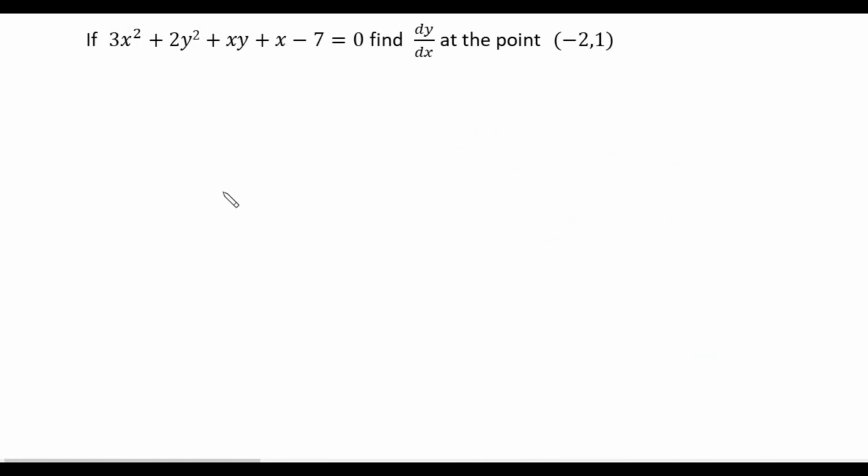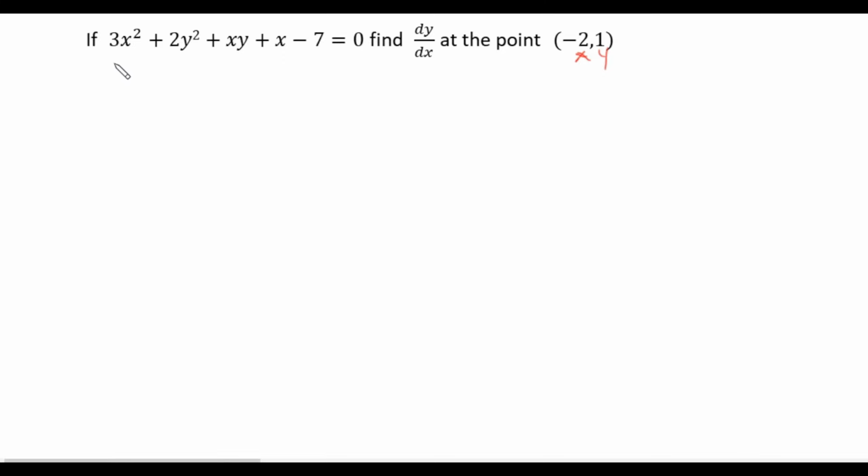So let's solve this question. We have to find dy/dx at this point, (-2, 1). This is our x value and this is our y value. We differentiate this using the implicit method of differentiation because we have two variables here, x and y, and we are asked to find dy/dx at that point. So let's start by solving.